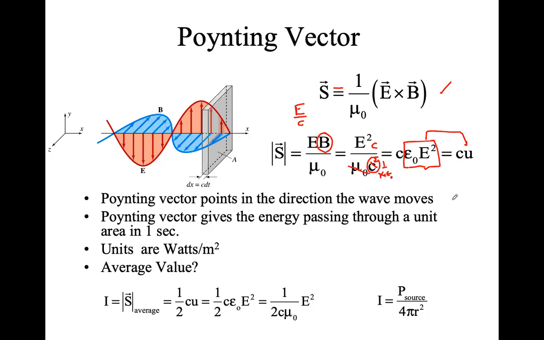So a couple of facts here. The direction of the Poynting vector gives me the direction the wave moves. Let's see what the units of this are. This is joules per meter cubed, and then speed is meters per second. So one of those meters cancels. And a joule per second, you should remember from Dr. Tech's class, is a watt. And then I've got left per meter squared.